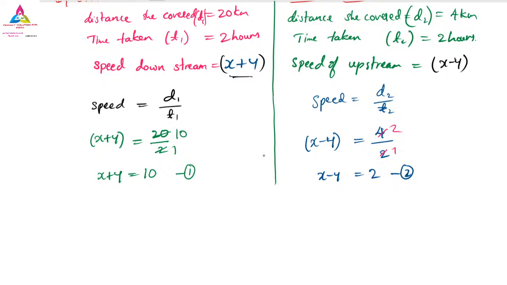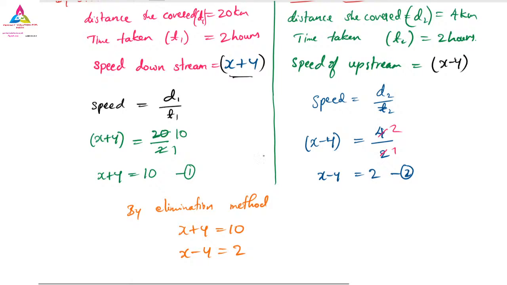Anyone have a doubt? No. So let us calculate this by elimination method. Simple one it is. x plus y is equal to 10. x minus y is equal to 2.